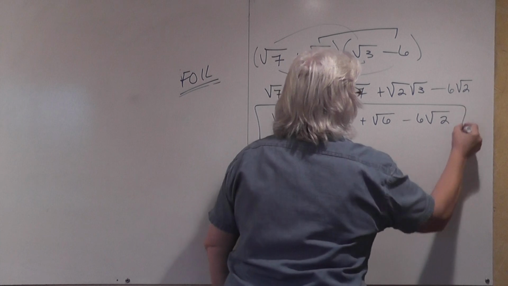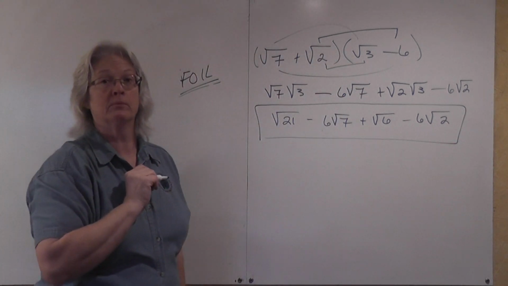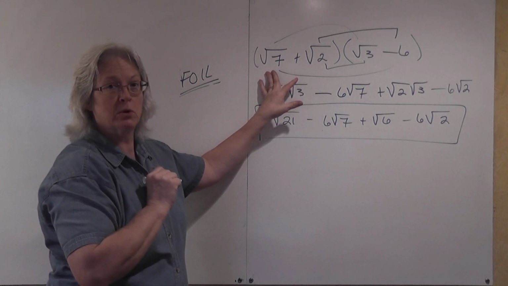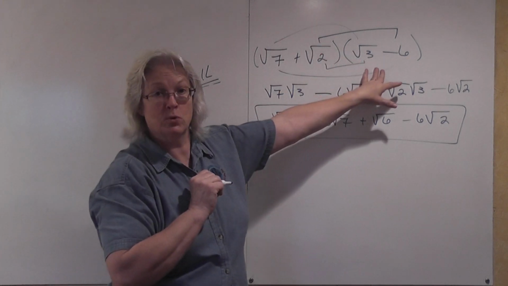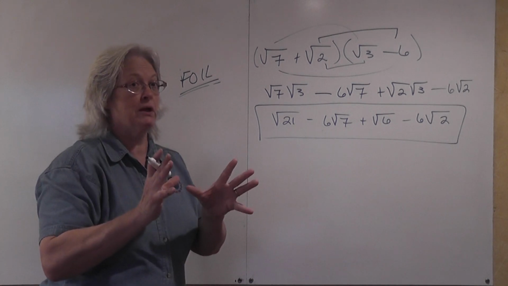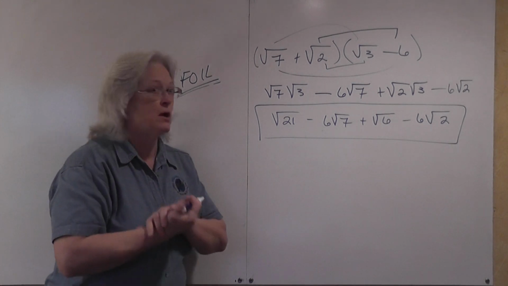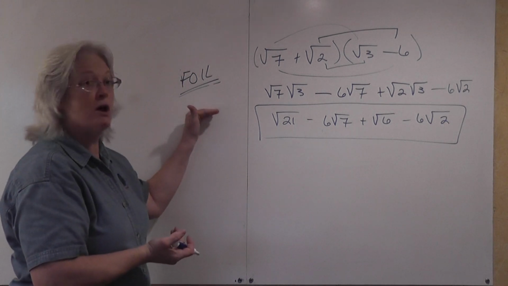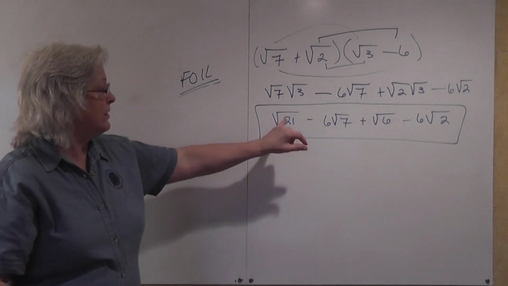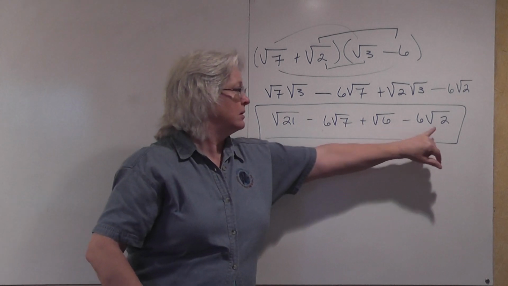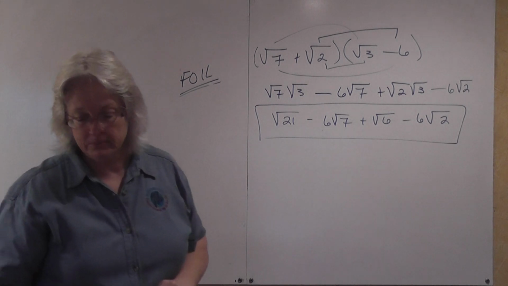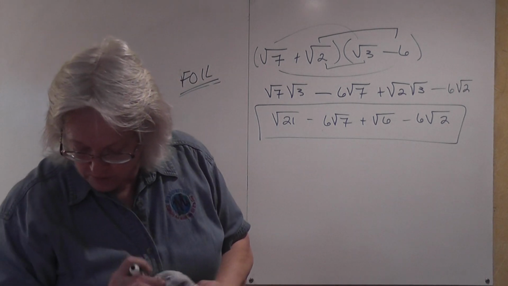This string right here is what happens when you take the product of the square root of 7 plus the square root of 2 times the quantity square root of 3 minus 6. You know, your eyes are getting big and you're sort of glazing over a little bit. Apply everything that you've already learned. You know how to FOIL. You know how to multiply radicals together. And you know how to recognize what like radicals are. None of these numbers are the same. There's not a thing you can do. Okay? Go ahead and look at example 4.